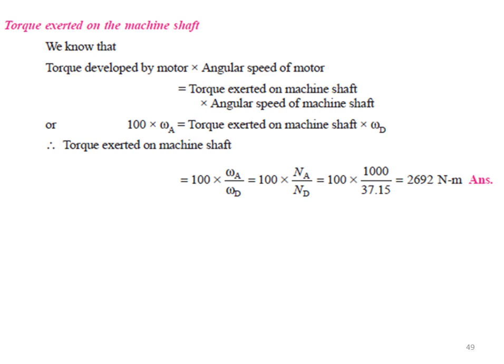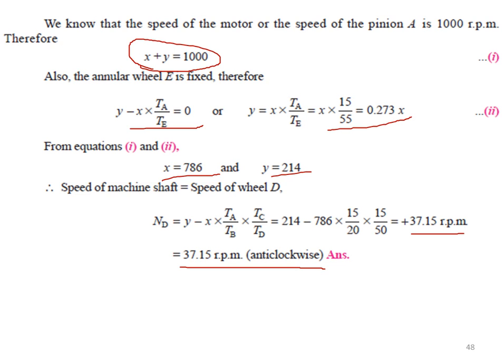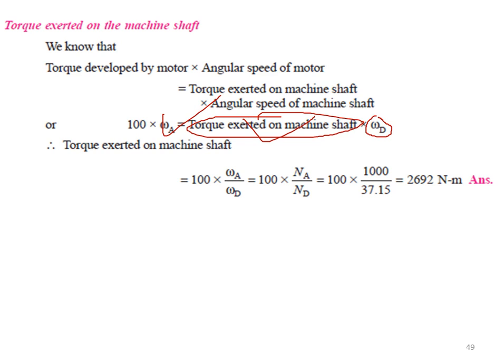So this is already given. Okay. So you know the speed for A, this is known to you. So you can find out the torque exerted on the machine shaft, this you can calculate. Even the speed for D you got in the last case here. So speed of D is already known to you. So it will be nothing but 100 into omega A by omega D.